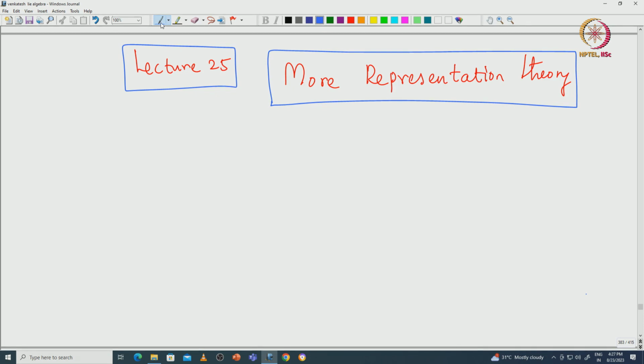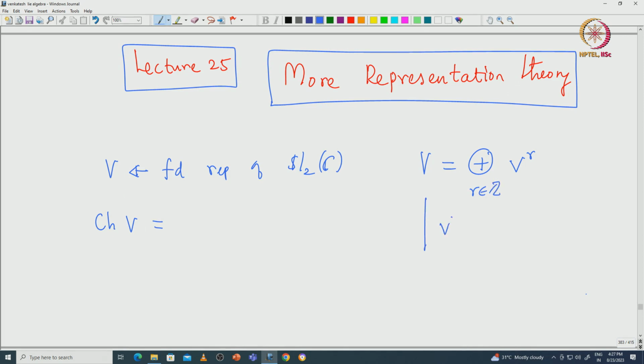So, we defined characters for these SL2 representations. If you recall, what is a character? You start with V being a finite dimensional representation of SL2C. We talked about the H character. The character of V is defined as follows: you write V first of all as the direct sum of V gamma, where gamma comes from Z, and V gamma is nothing but the gamma eigenspace, those vectors in V such that Hv is nothing but gamma v.